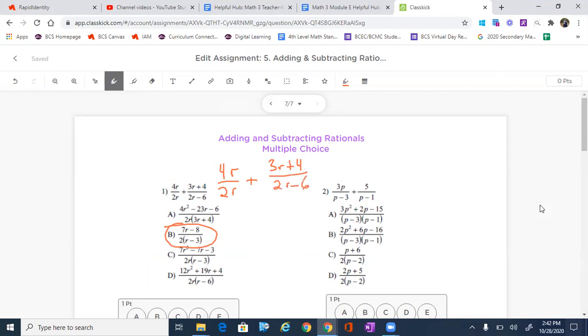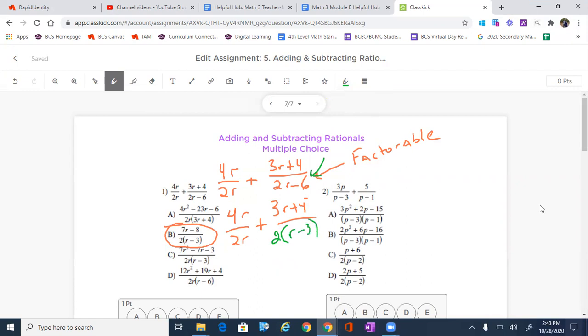2r minus 6, we know what the answer is. One of the things we should know is that we need to find a common denominator. As we do that, you're going to notice that the denominator is factorable over here. So I'm going to write 4r over 2r plus 3r plus 4, and I can factor out a 2 in this statement right here. So that is 2, and that is r minus 3.